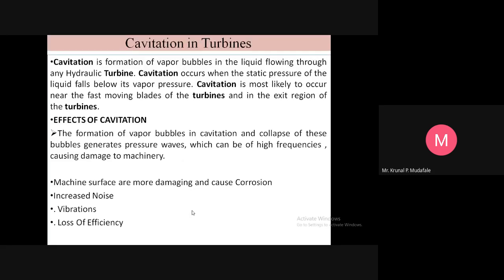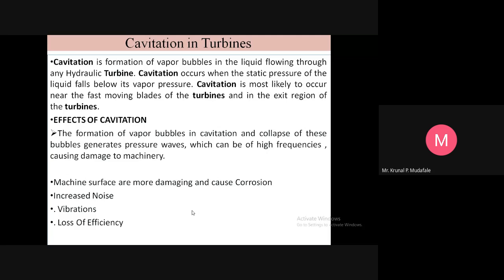Okay, and the last stage: cavitation in turbine. Why can cavitation occur, or how is it formed? Cavitation is the formation of vapor bubbles. I told you in the previous lecture while covering the theory, right? Cavitation is the formation of vapor bubbles in the liquid flowing through hydraulic turbines. Cavitation occurs when the static pressure of the liquid falls below the vapor pressure. Obviously, if the pressure difference is there, then cavitation can form.